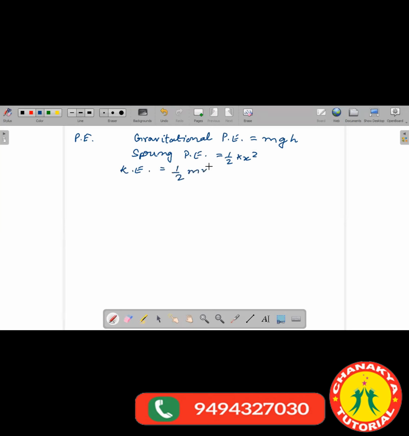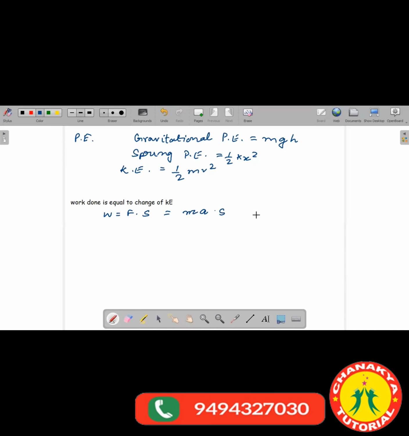So let's see how we got that work done is equal to the change of kinetic energy. Work done is given by the formula force multiplied by displacement. So we can write work as force times displacement. Force can be written as mass times acceleration, so we can write it as ma multiplied by displacement s. So this is how we can write our work done.